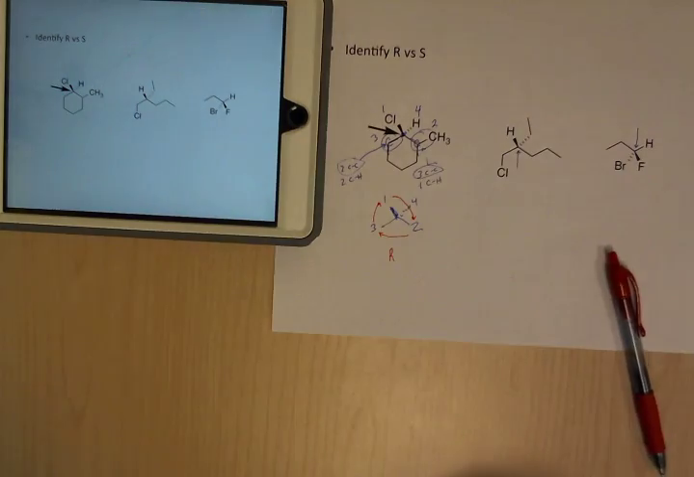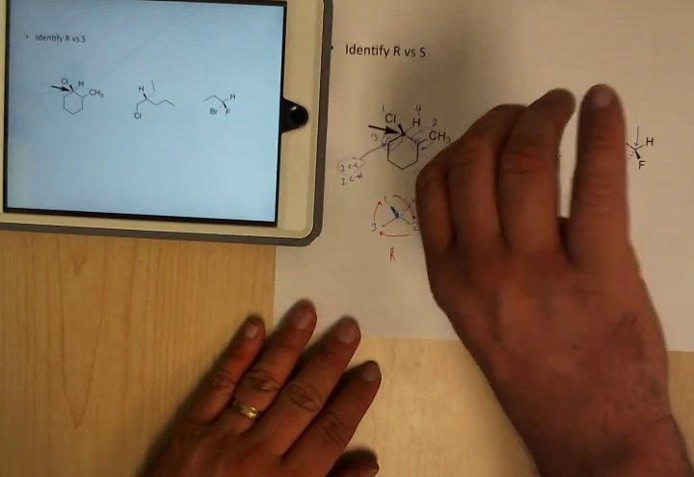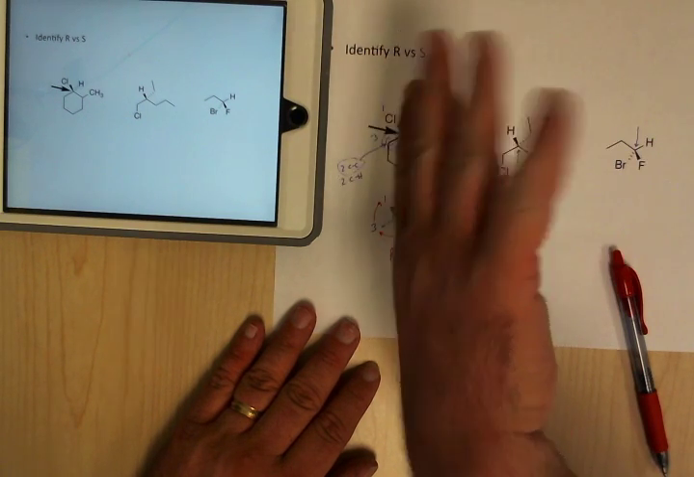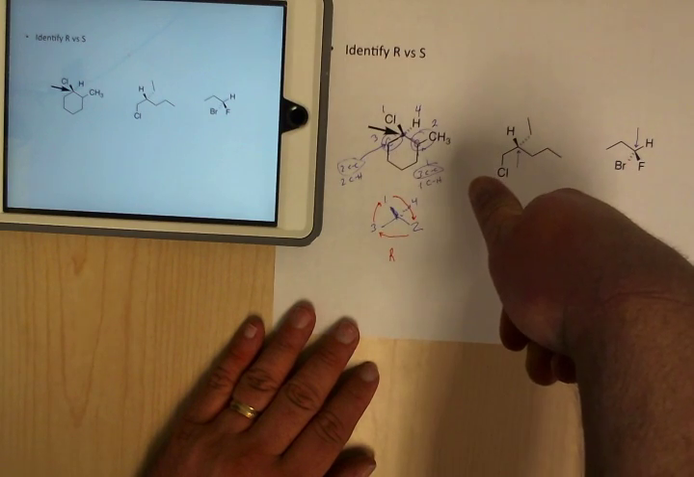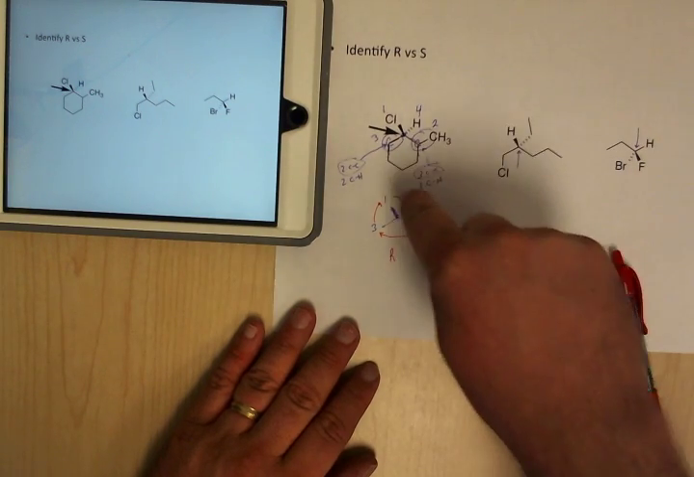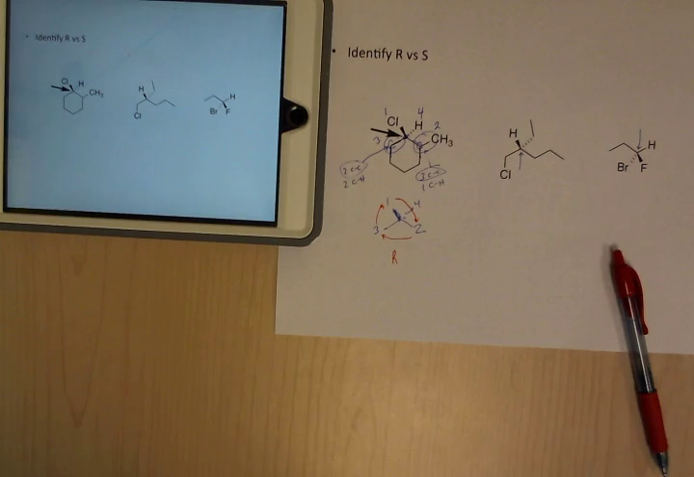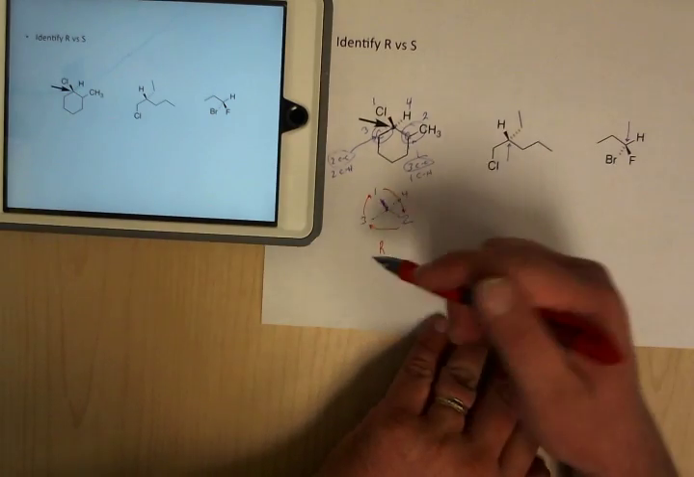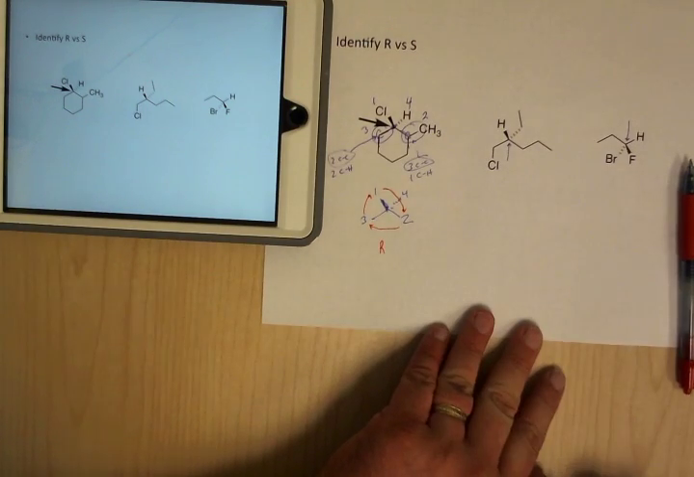But if you want to do the hand method, your thumb points where the 4 is, and then your hand sweeps from 1, 2, 3. Your fingertips will sweep from 1 to 2 to 3, with your thumb pointing to where the 4 is. So like that, it's an R, since with the hand method it rotates naturally with your right hand, it's R.